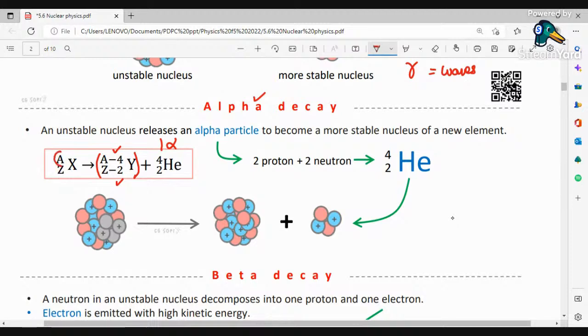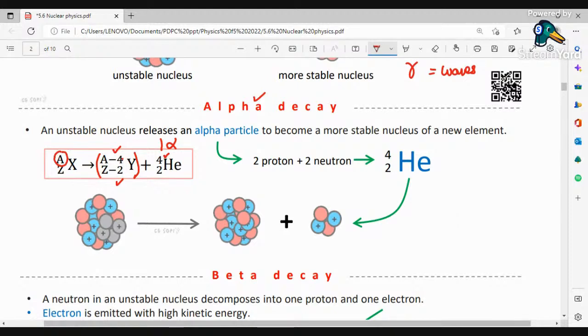Initially is A. If released helium means loss 4 for the nuclear number. So the remaining is A minus 4. Okay. Proton number, okay, also release 2. Remaining Z minus 2. So we have the new element which nuclear number less 4, proton number less 2. So this process we call it alpha decay.